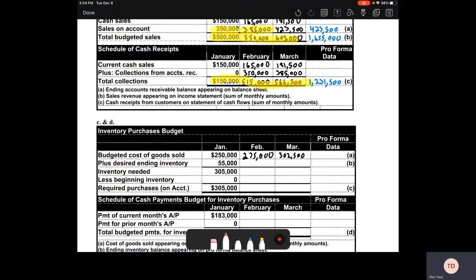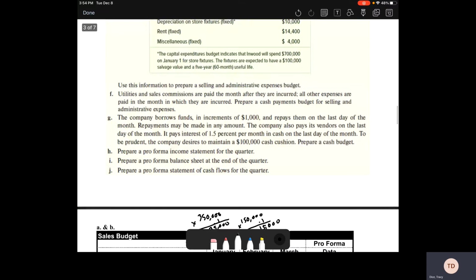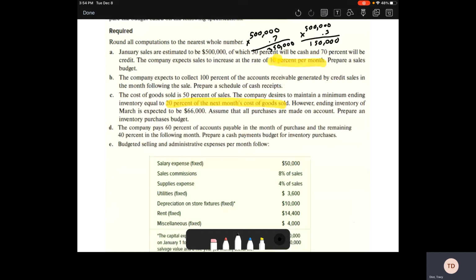So for February, we need to take the 302,500. We'll just do that off to the side. Times 0.2. And that's going to give us 60,500. Now for March, we need to figure out what they think our sales are going to be in January. They just tell us ending inventory of March is expected to be 66,000. So we just have to put that in.